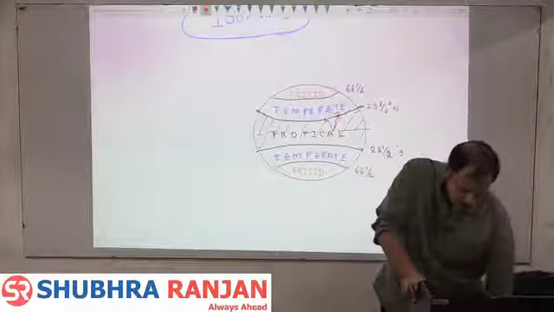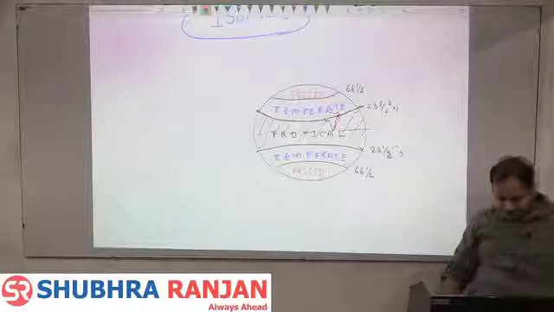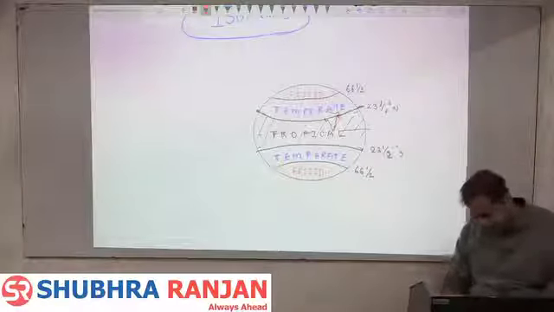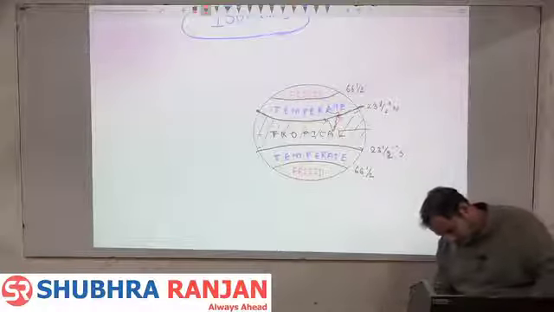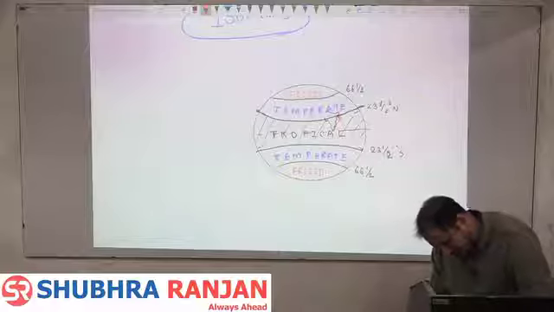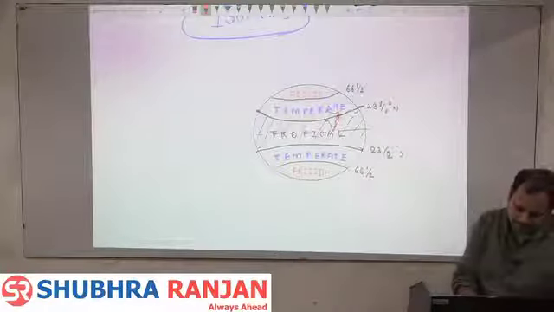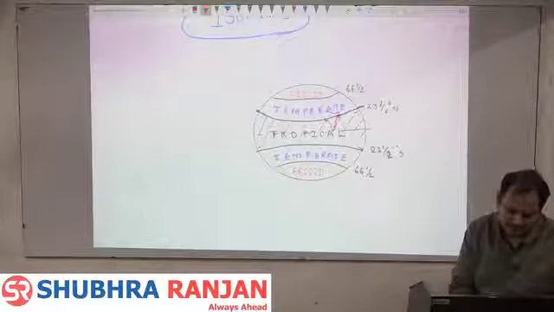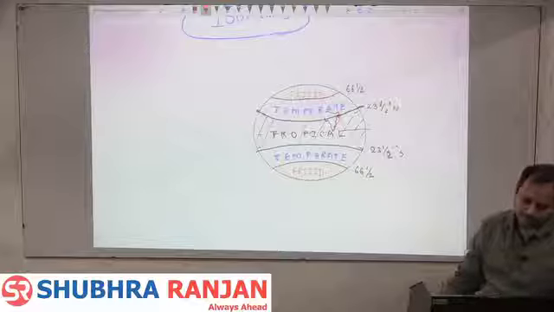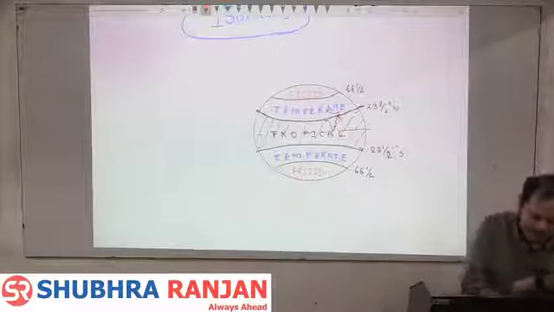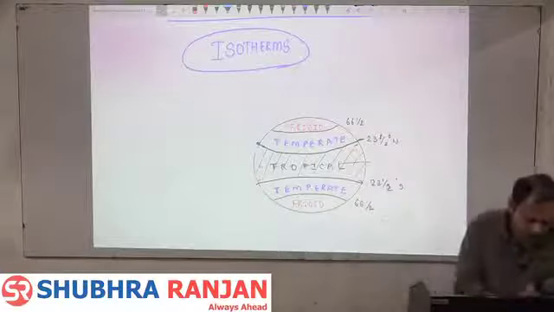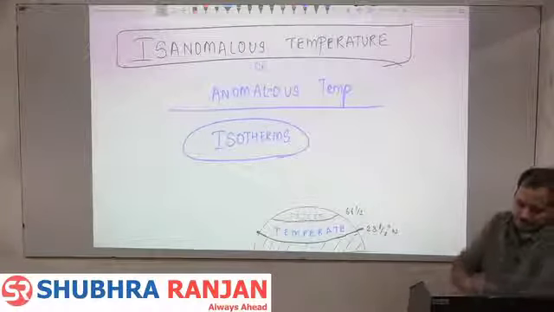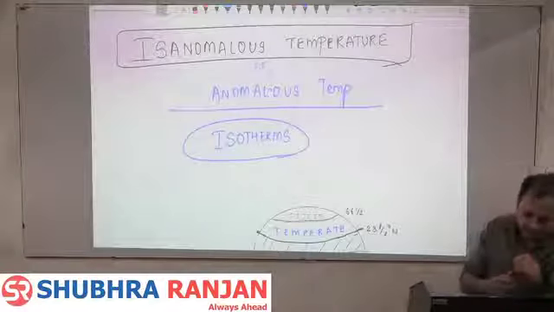But when the focus is on studying the temperature differences of a place as compared to the respective latitudes, it is known as anomalous or isanomalous temperature.